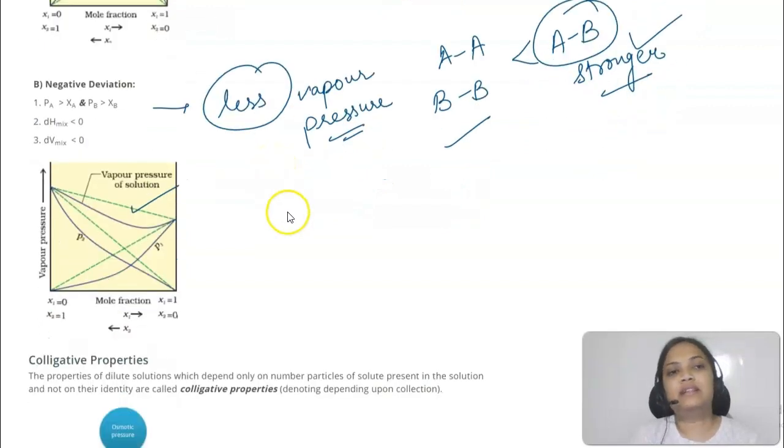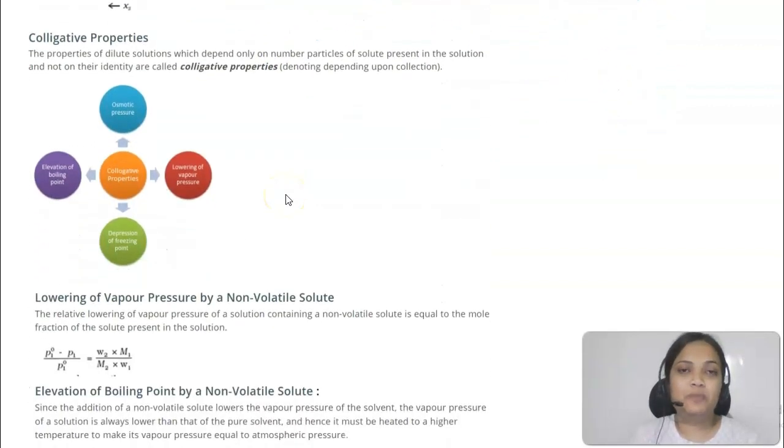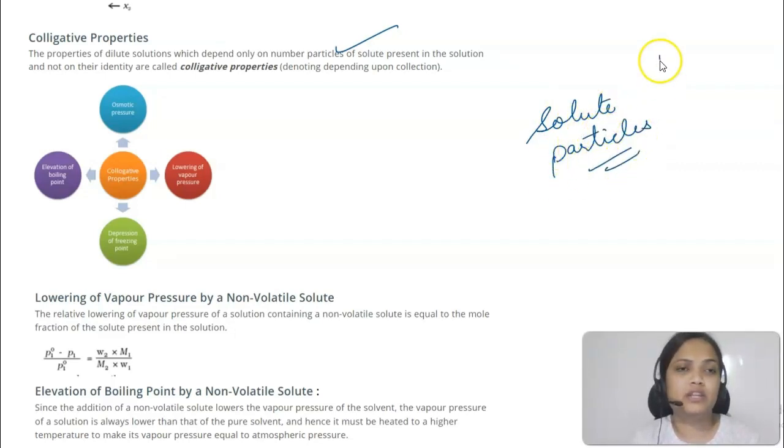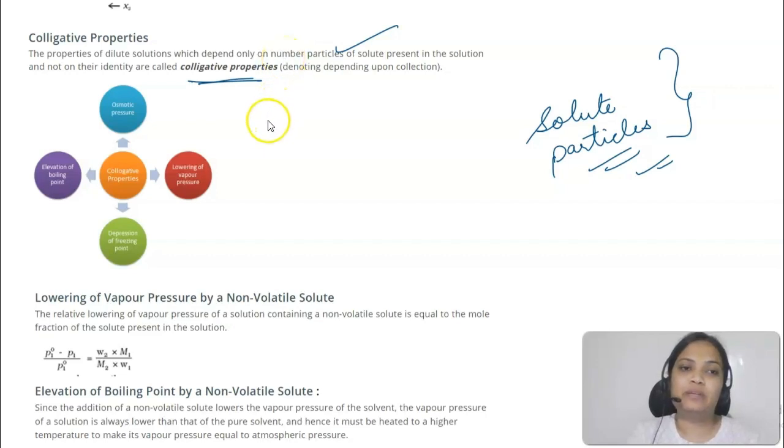So students, then the next topic was your colligative properties, which we have discussed, that these are the ones that only depend on the number of solute particles. सिर्फ number of solute particles पे depend करेंगी, not on their nature, not on anything else. So that's known as colligative properties, and we have discussed 4 colligative properties, that is lowering of vapor pressure, elevation in boiling point, osmotic pressure, and depression in freezing point.